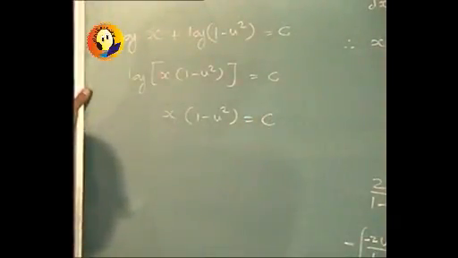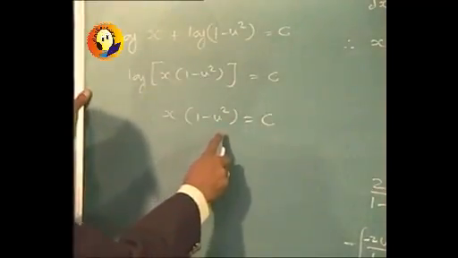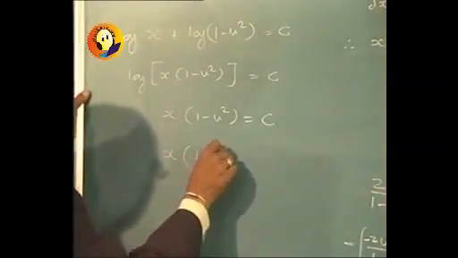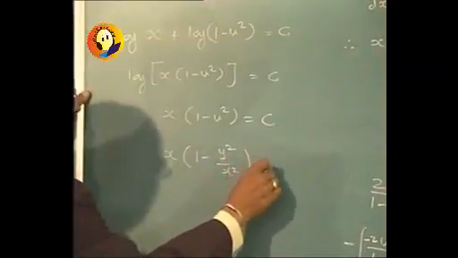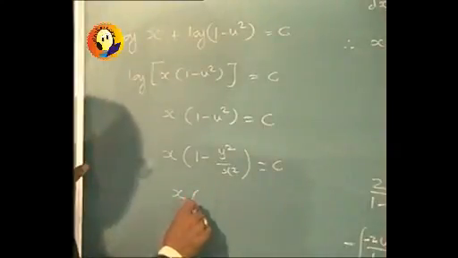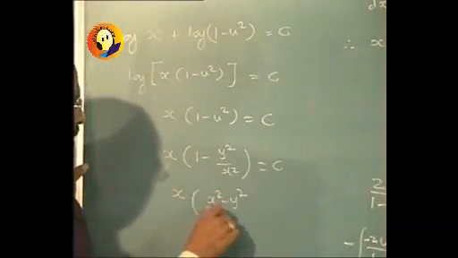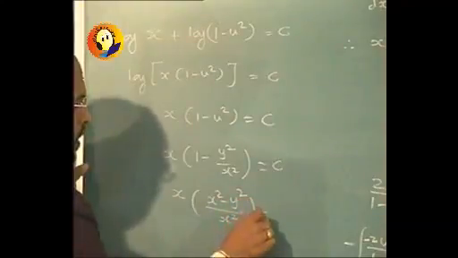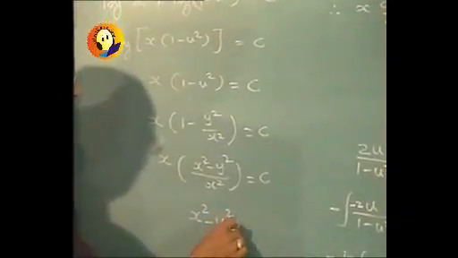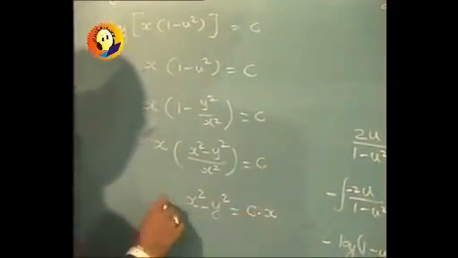Now this is the solution of the differential equation which we have got in terms of u and x, whereas the given equation contains y and x. So we will have to resubstitute u as y by x. So it will be x into bracket 1 minus y square upon x square equal to the constant. So it will be x into bracket x square minus y square upon x square equal to constant, or finally the answer will be x square minus y square is equal to c into x.